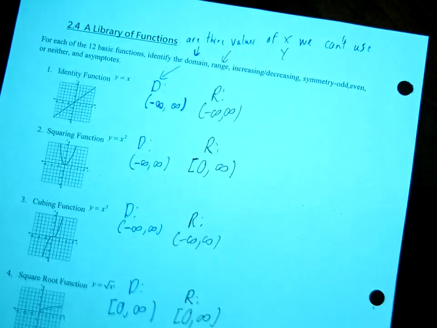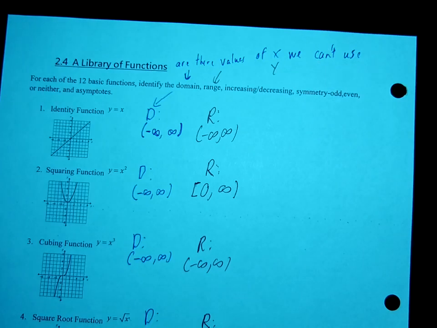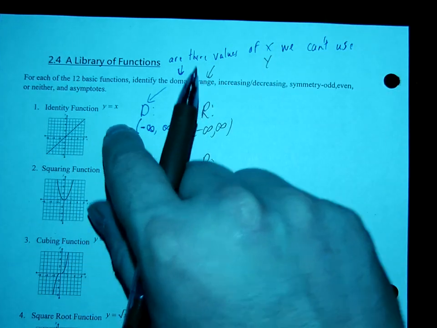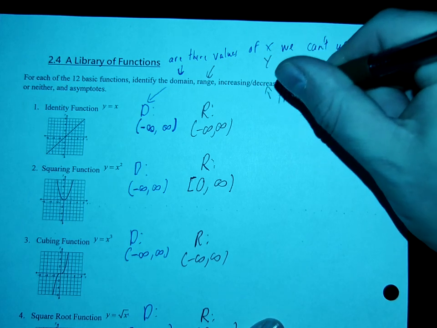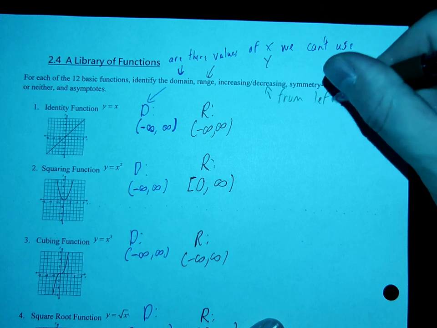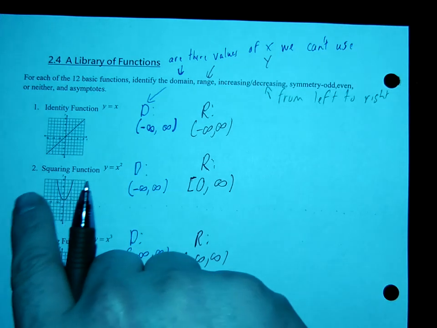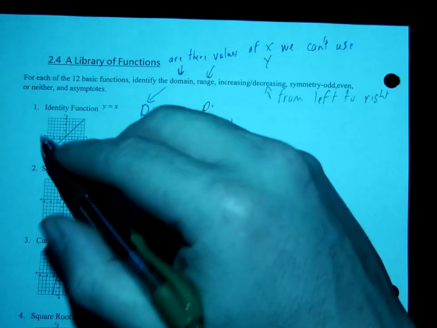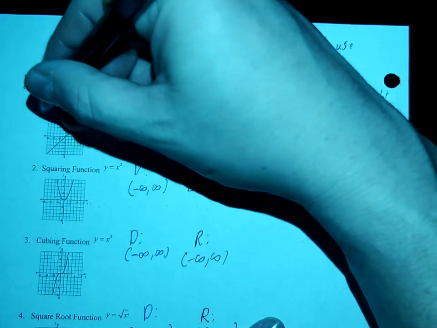Next up, decreasing and increasing. So let me do this one in green. As we look from left to right, is it decreasing or increasing? When you're doing decreasing and increasing, it goes from left to right. Decreasing means the y is going down in value. Increasing means it's coming up. So this particular function is always increasing. Now a line going the other way would always be decreasing.